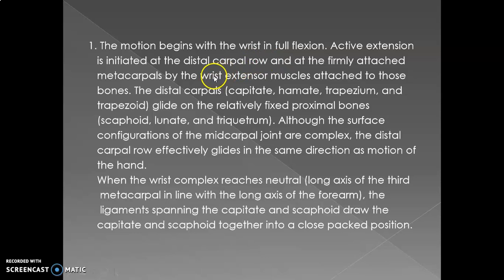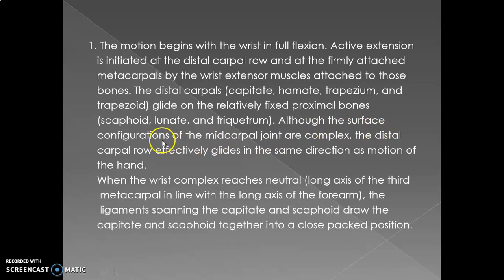So this muscle will contract and the extension will begin, but the biomechanical mechanism inside the wrist joint initiates at the distal carpal row bones. The distal carpals, as you already know, are the trapezium, trapezoid, capitate, and hamate. The capitate is called the keystone. They glide on the relatively fixed proximal bones, which are three. We are not mentioning the pisiform: scaphoid, lunate, and triquetrum.